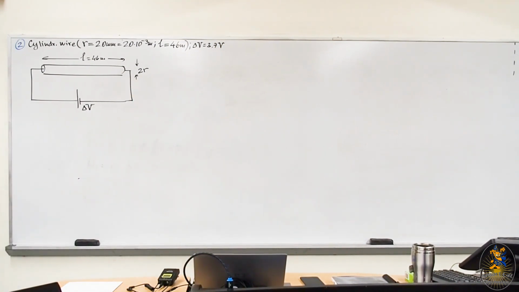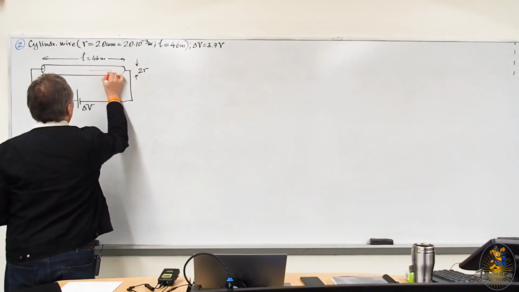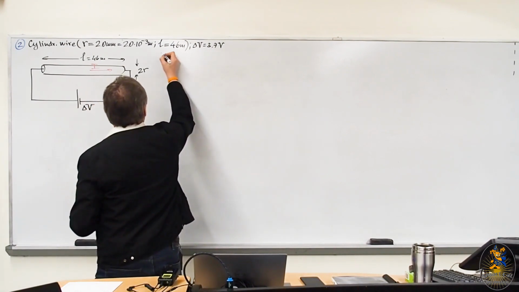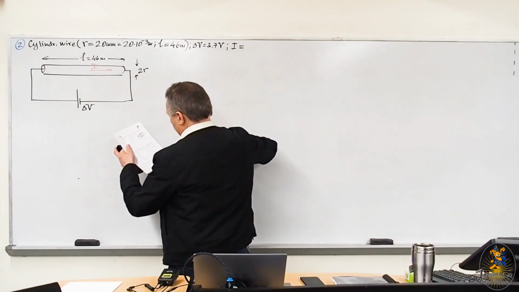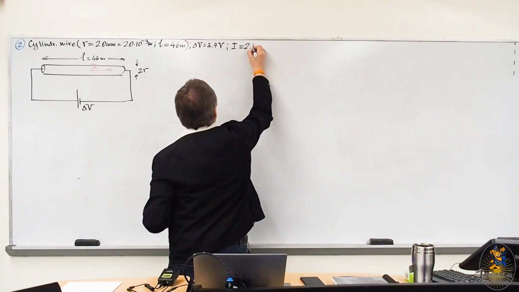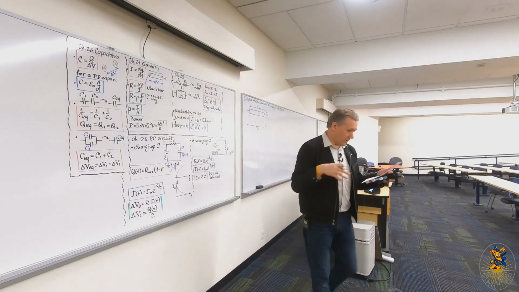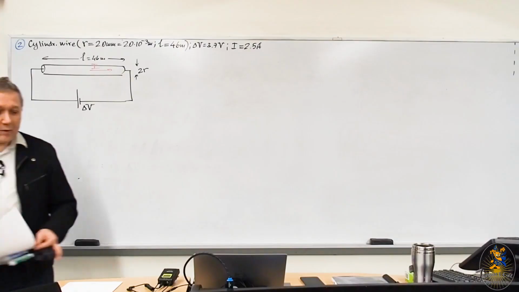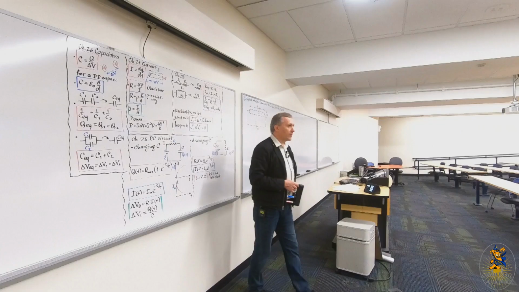And let's say we also measured current. Current through the wire is I, and the value of that current is 2.5 amps. Let me check. It looks like I gave you everything. Let's say we want to find out which material is used to make this wire.